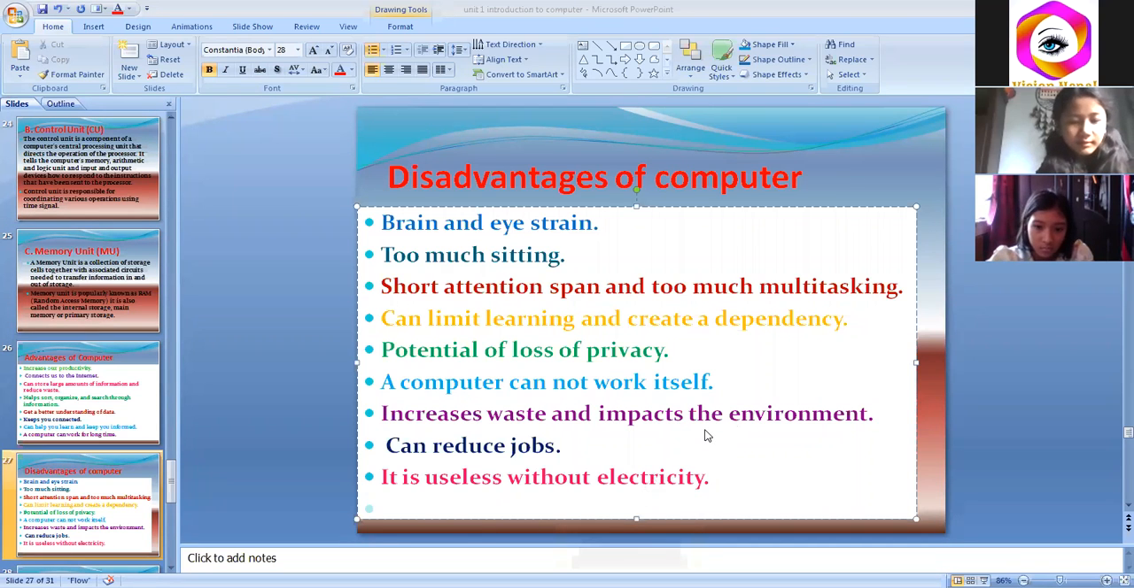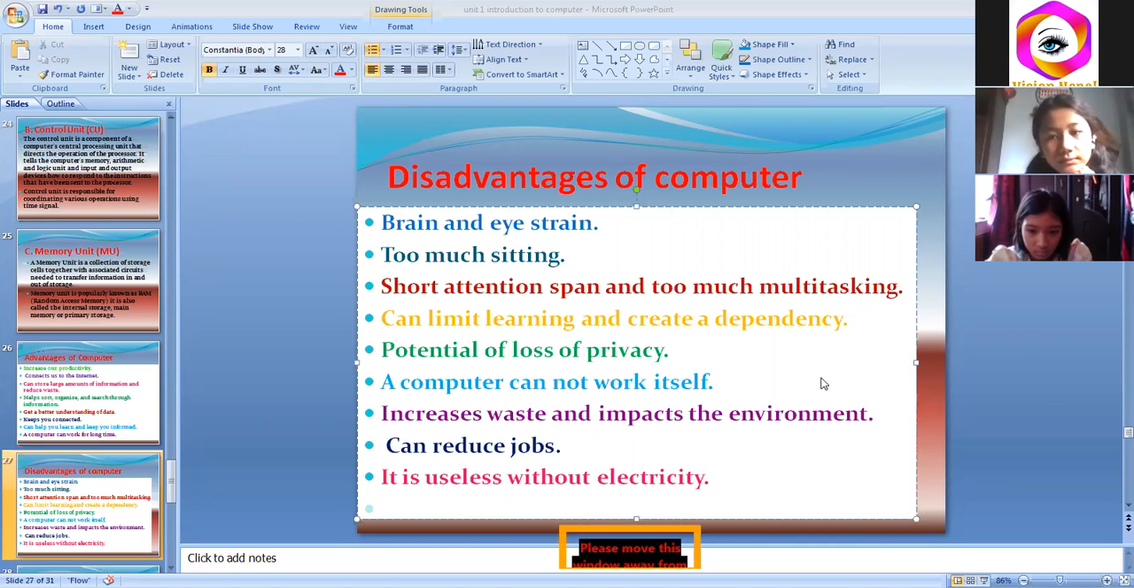Writing. Okay, well, this much for today. Okay, this much for today's class. We will talk about the application areas of computer in our next class. So please read them very well. Okay, this much for today's class.